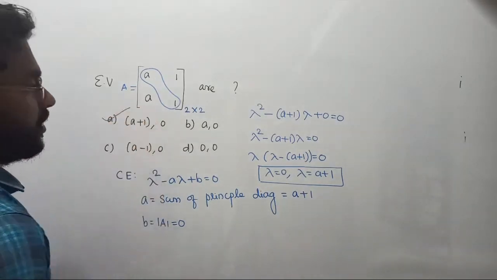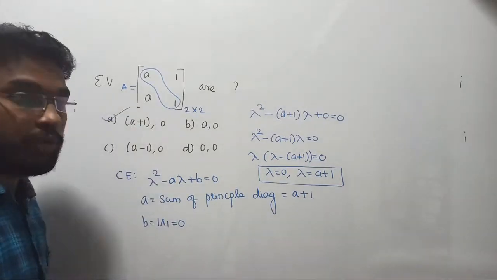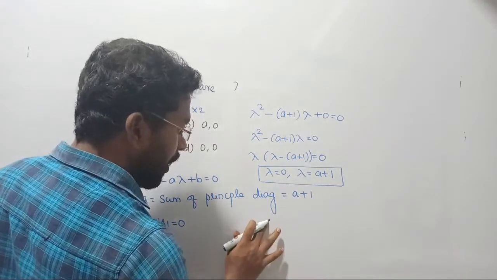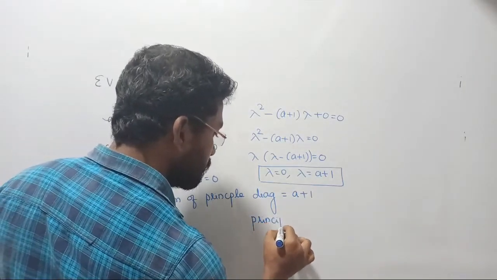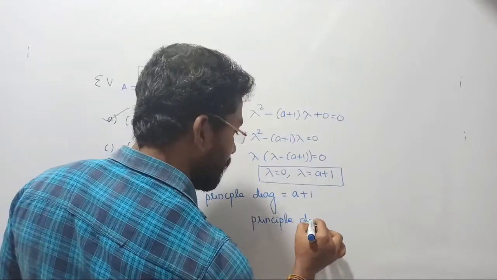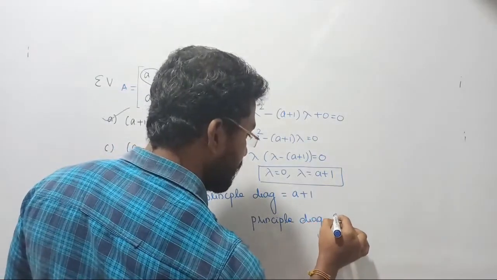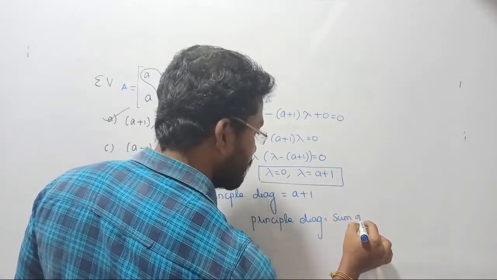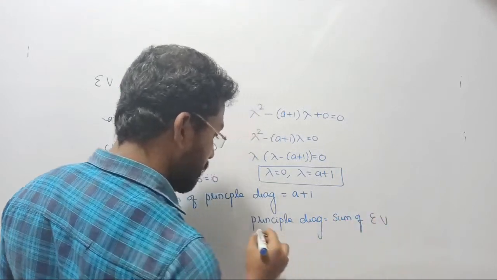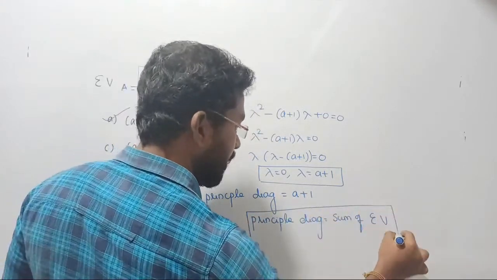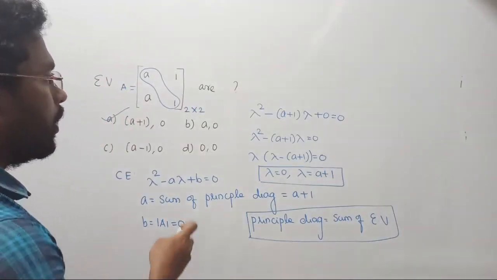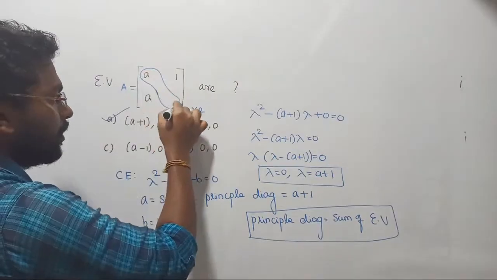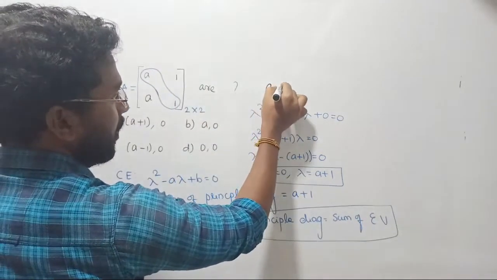See there, what about the second method? According to the property, we all know the principal diagonal sum should be equal to the sum of the eigenvalues. That is method number 2. According to the property, if I add the principal diagonal, I get A plus 1.